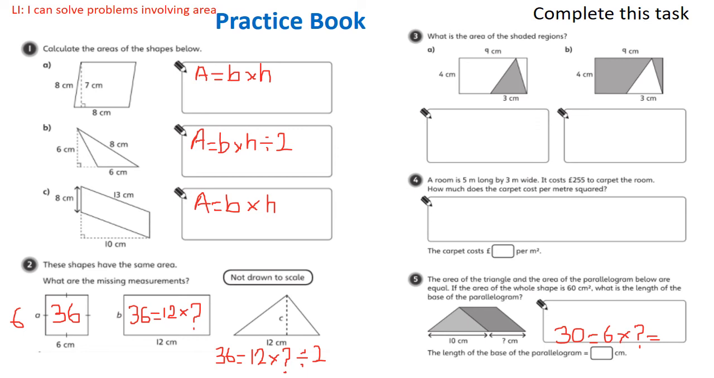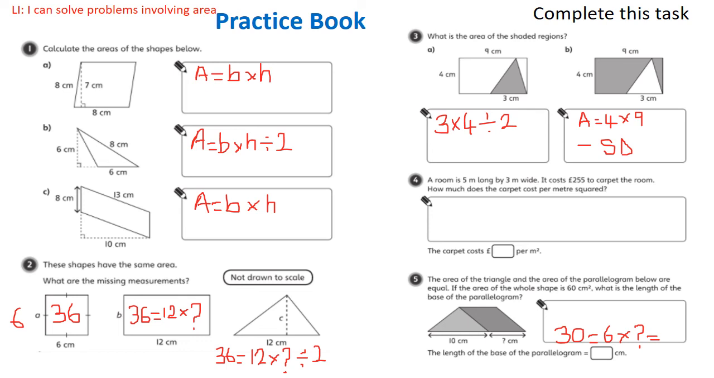Question 3, what is the area of the shaded regions? So in A, you're finding out what that area is of the small triangle. We're just using our standard formula. Area equals the base times the height divided by 2. Whereas on B, you now have to work out the area of the rectangle, and then you take away the small triangle. S is for small, and that was supposed to be a triangle.